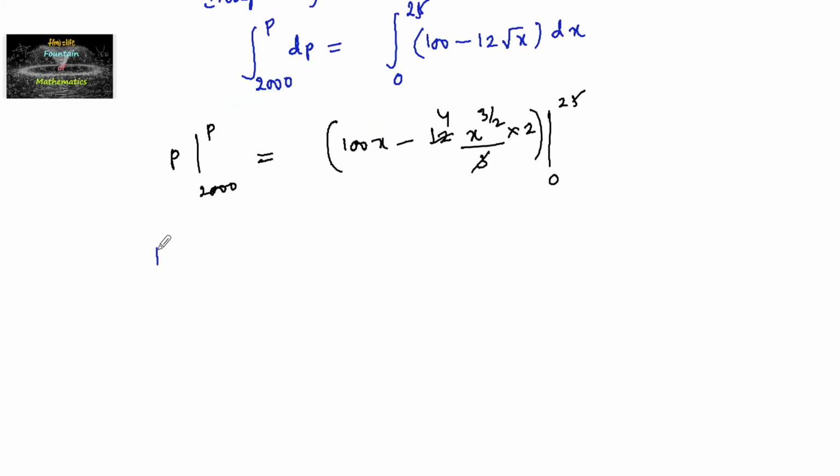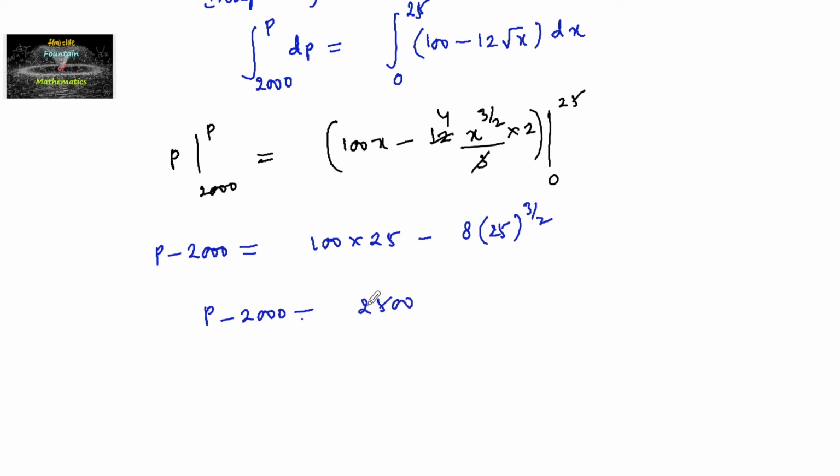So we'll get here P - 2000 = 100 times 25 minus 4 twos are 8, times 25 to the power of 3/2. So which is equal to P - 2000 = 2500 minus 25 to the power 3/2, which is 5 cubed, 125, 8 times that is 1000. So P = 2500 - 1000 is 1500, 1500 + 2000 is 3500.